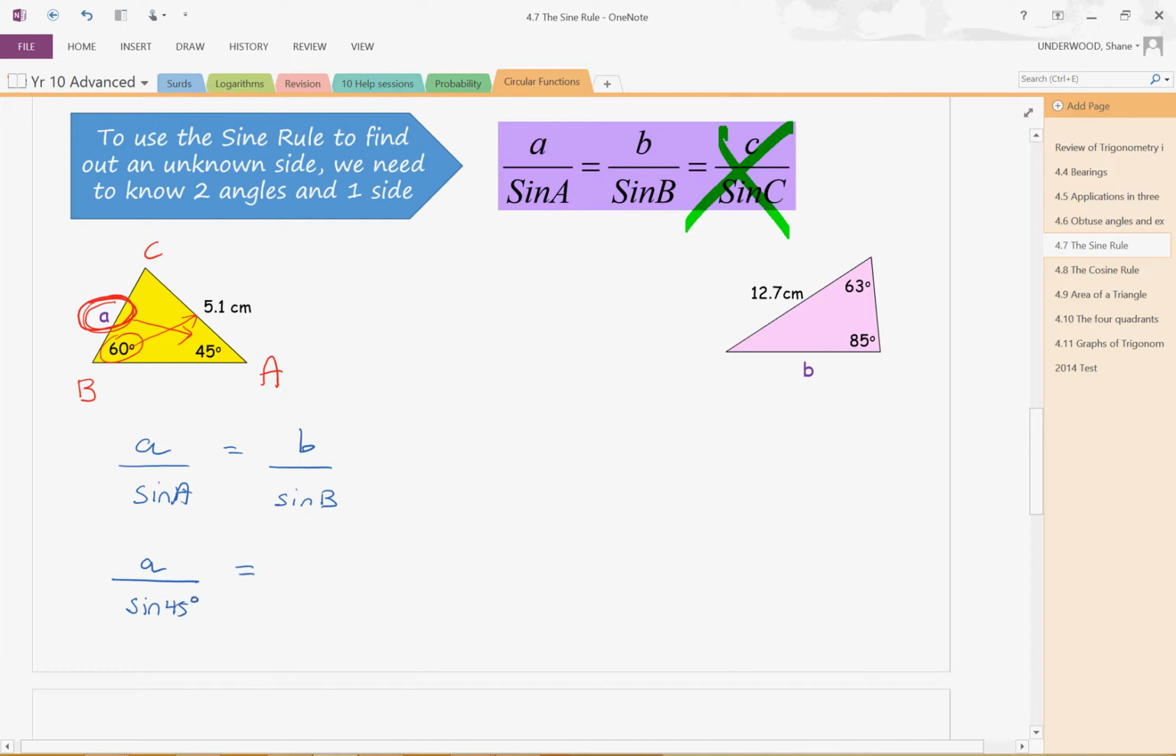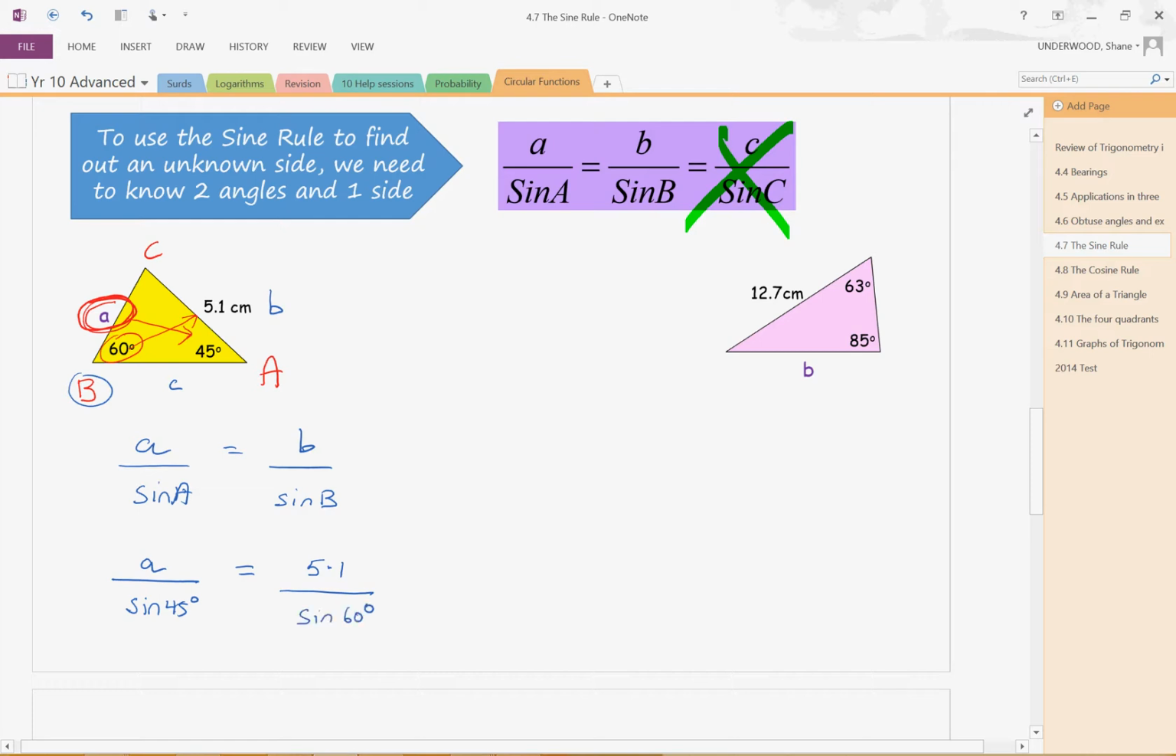And that is equal to little b, which is opposite side b. So actually you'll have to label that as little b. This is side little c, and we know that that's side little a. So little b is 5.1, and sine B is sine 60 degrees.